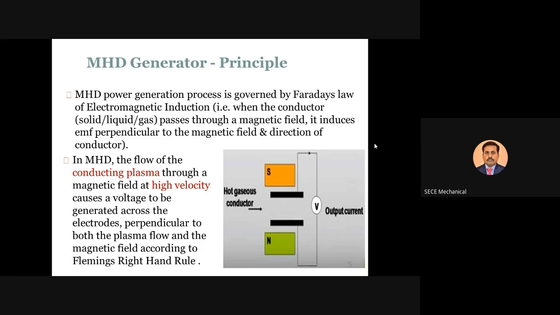Whenever you pass the hot gases, here the plasma, as a conductor through the magnetic field, the EMF, the electric current, is generated perpendicular to the conductor flow. Here the conductor flow is the plasma flow. So your EMF, that is electric current, is always generated perpendicular to the gas flow. Normally the electrodes are fitted perpendicularly to your magnet, so automatically you will get the electric current through the electrodes. This is the basic concept or principle behind the MHD generator.